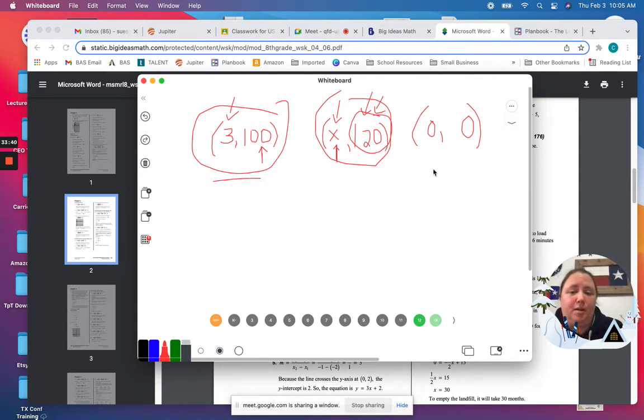So we're going to use this point and this point to find my slope. So I'm going to make this the 3, 100. This is my x2, y2. And this is x1, y1. Okay, so I have 100 minus 0 over 3 minus 0. Which just gives you what? 100 divided by 3, right? Yes. Okay, so that's my slope.